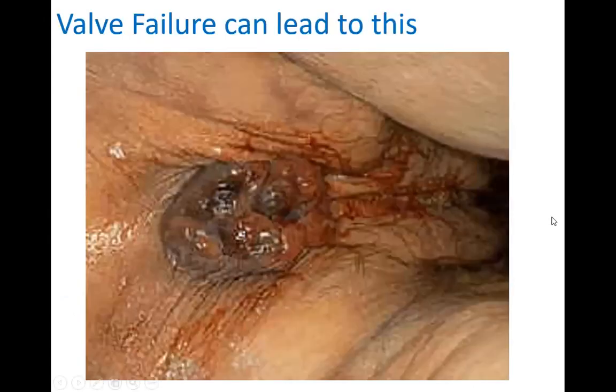Interesting picture coming up. This is a hemorrhoid. A hemorrhoid is a large mass of swelling, like a varicose vein, bulging out because the veins have failed, and this becomes probably very painful.